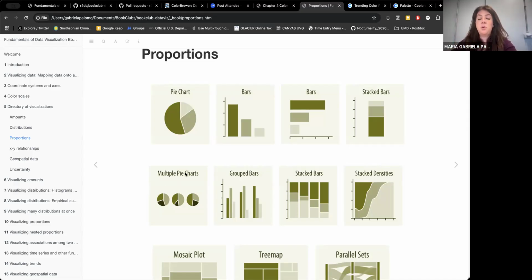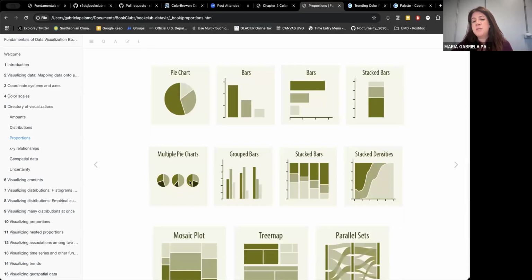And then when you want to compare multiple groups, what happens is that you are using a lot of space to represent comparison between groups. And then sometimes it's intuitive to see it, but I think that it's best if you represent it with, for example, grouped bars or stacked densities. I think that that's sometimes better.